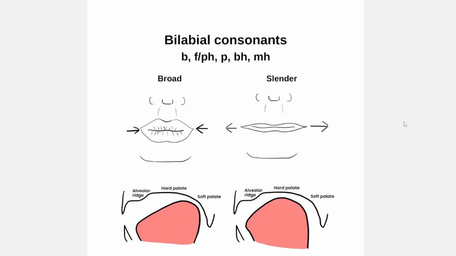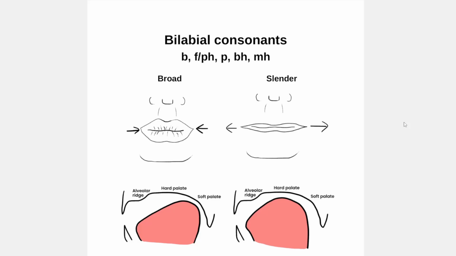One example would be boy. The lips are rounded and the back of the tongue is raised towards the soft palate. That's called velarization, and that's a feature of most broad consonants in general, not just bilabial consonants.